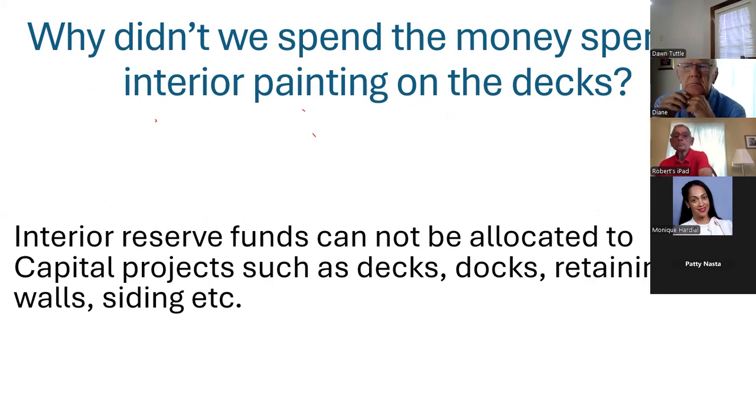Some owners are asking, why didn't we spend the money that we spend on interior painting on the decks? As that first slide showed, part of your HOA fee goes into an interior account for each unit. That money has to be spent inside the unit. So we couldn't use that money to spend on decks or docks or anything outside the unit.